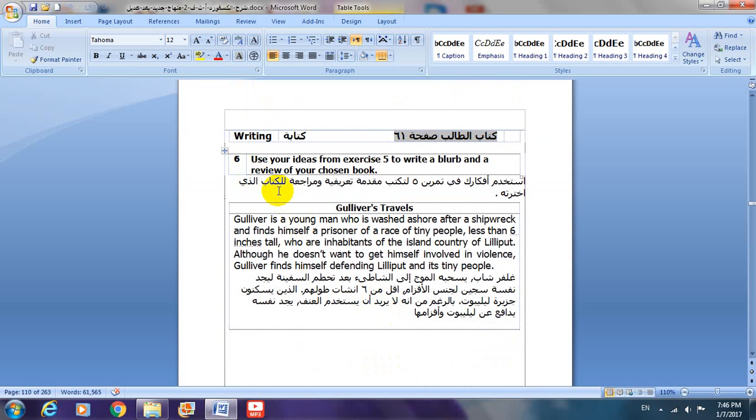Six. Use your ideas from exercise 5 to write a blurb and a review of your chosen book. Gulliver's Travels. Gulliver is a young man who is washed ashore after a shipwreck and finds himself a prisoner of a race of tiny people, less than 6 inches tall, who are inhabitants of the island country of Lilliput. Although he doesn't want to get himself involved in violence, Gulliver finds himself defending Lilliput and its tiny people.